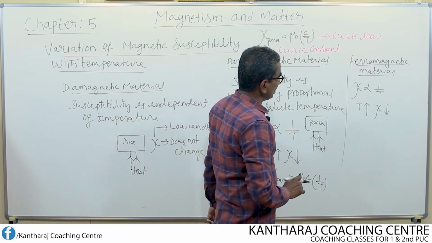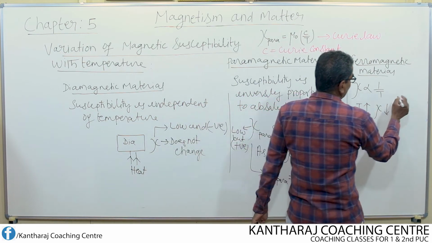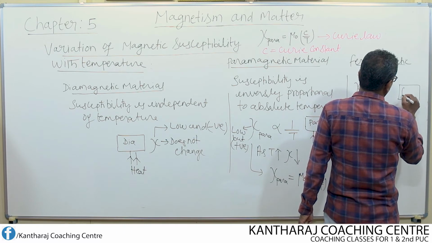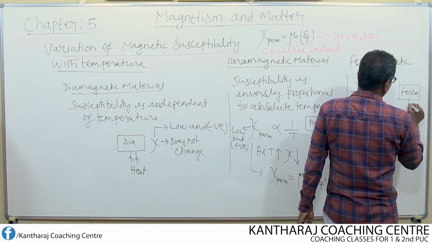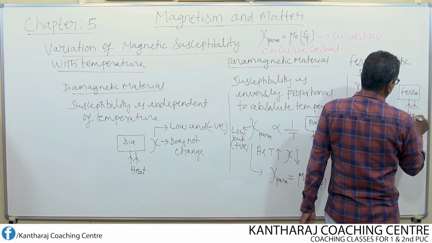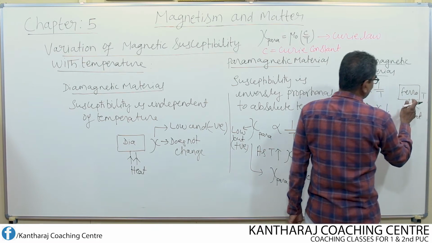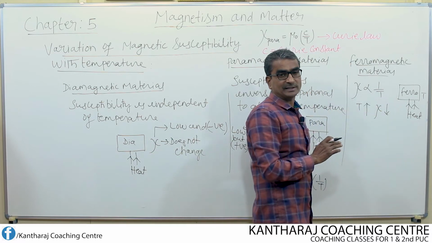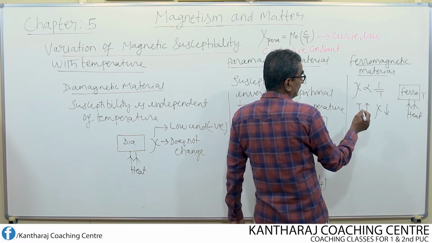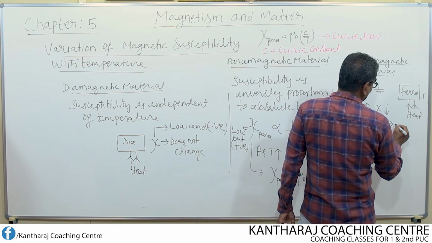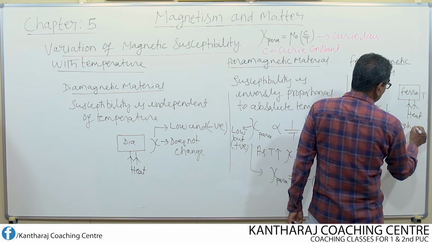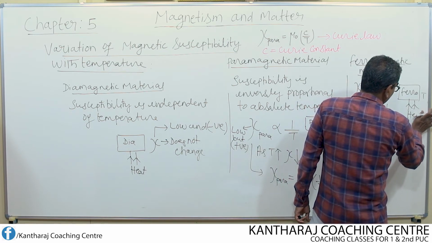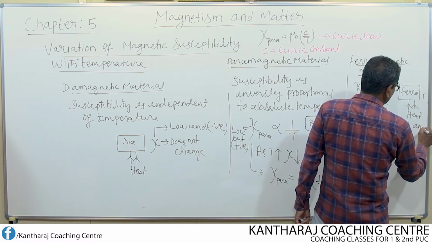In case of ferromagnetic material, if you increase T, say for example there is a ferromagnetic material like iron, if you heat this and if you go on increasing the temperature T of this ferromagnetic material, then its susceptibility goes on decreasing. And we know that the susceptibility value for ferromagnetic material is high and positive. High and positive, don't forget.